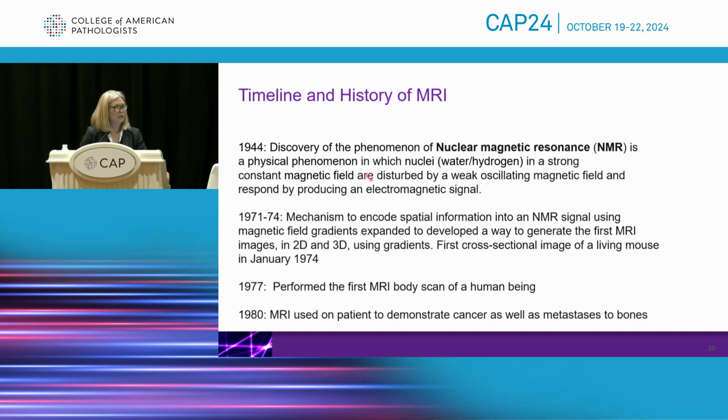That work actually won a Nobel Prize, and then a lot of time lapsed until the 70s, when the addition of magnetic field gradients allowed them to record spatial information from different parts of the body. These magnetic field gradients move around, right? That allowed images to be recorded in 2D and 3D using gradients. Then in the late 70s, this was performed for the first time on a human being, and by 1980 it saw clinical use. The first patient demonstrated metastasis as well as a primary tumor. From then on, it just caught fire and took off.